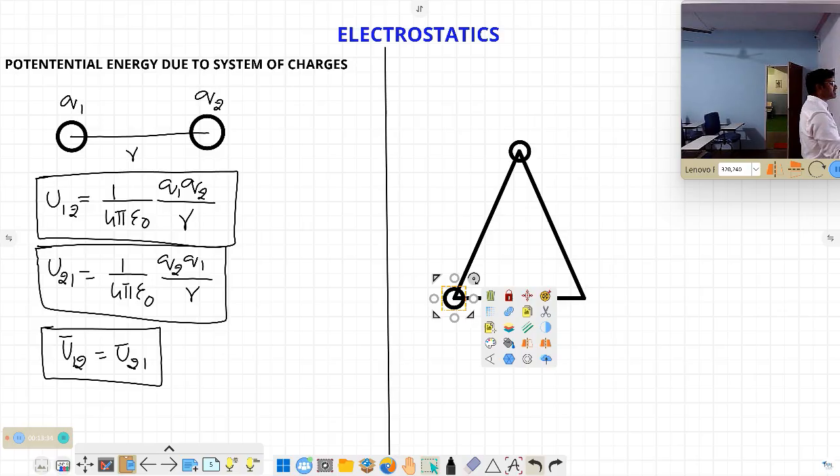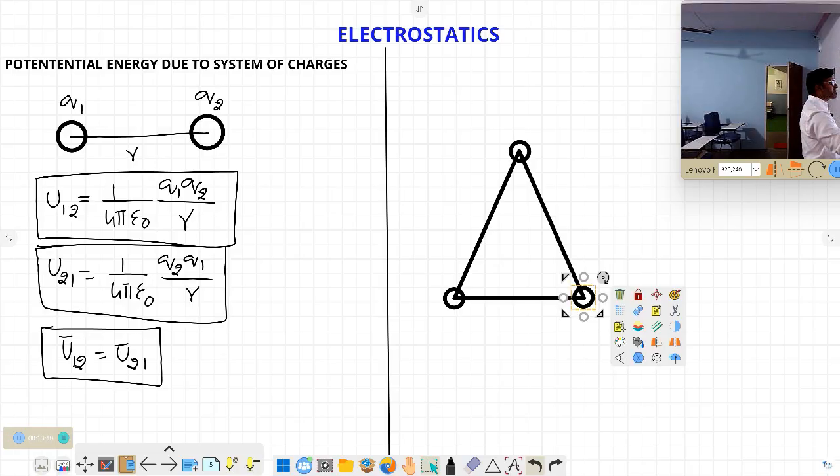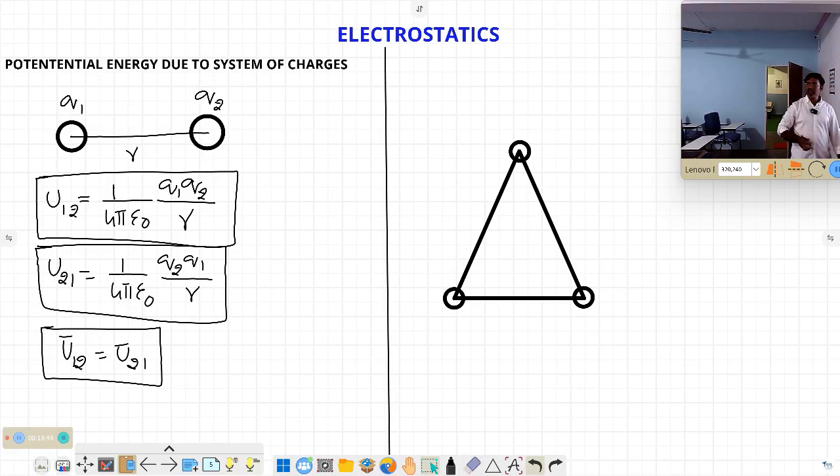This is the second charge, this is the third charge. Three charges are taken here, kept at the three corners of an equilateral triangle. Now this becomes a system of charges. Take this one as q1, this one as q2, this one as q3, all separated by a distance a, since it is an equilateral triangle. In this case, what is the energy of the system of these charges?